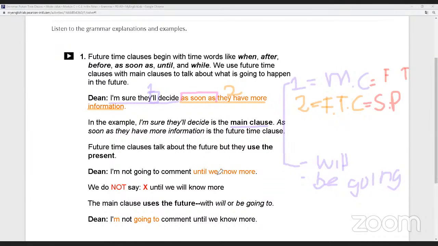So it will be incorrect, right, if I'm going to use another structure. What do I mean with this? This is the until we know more. This is the future time clause. So if I'm going to use will, any auxiliary will or any structure of the future, will or be going to, it will be incorrect. Why? Because in the future time clause we use the simple present tense structure.